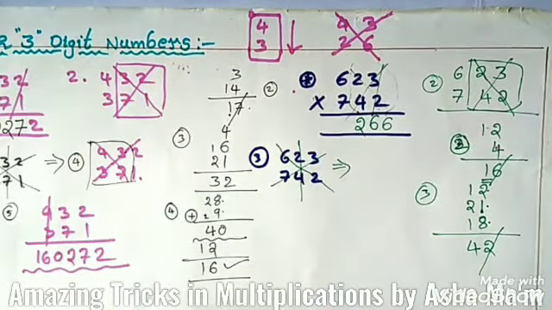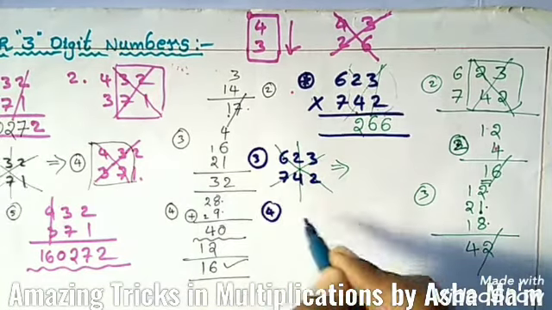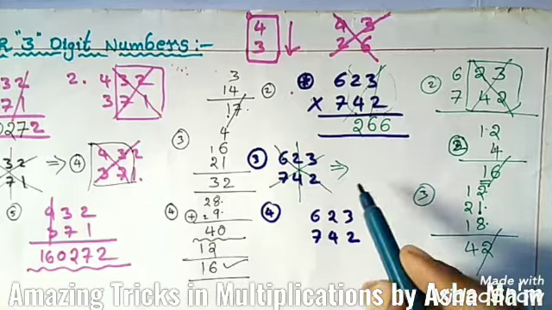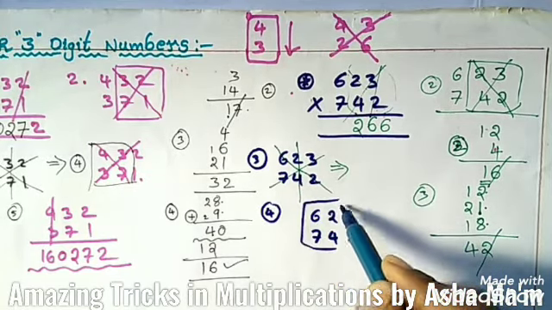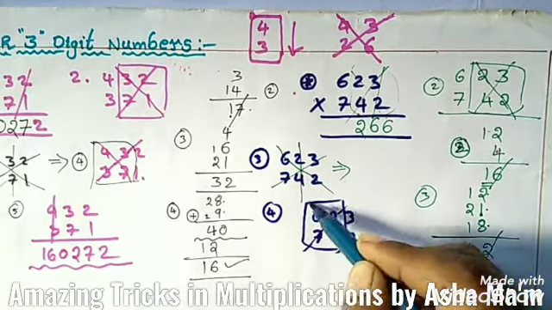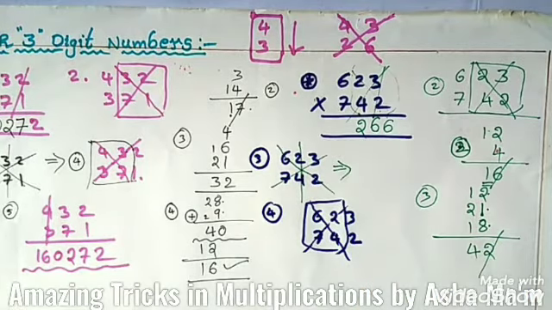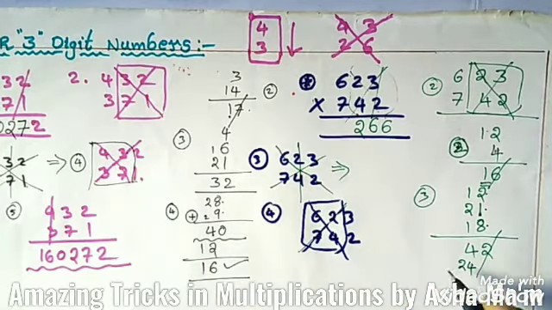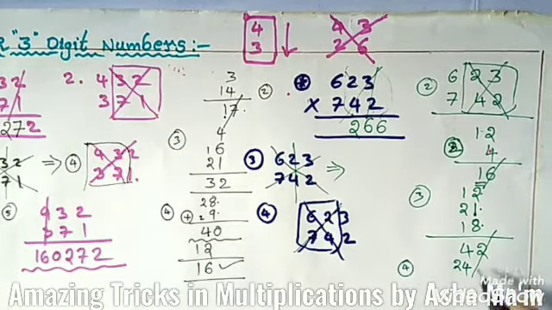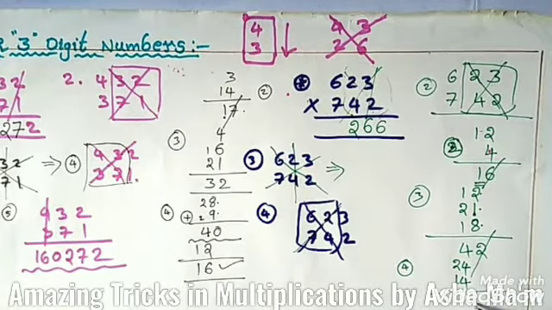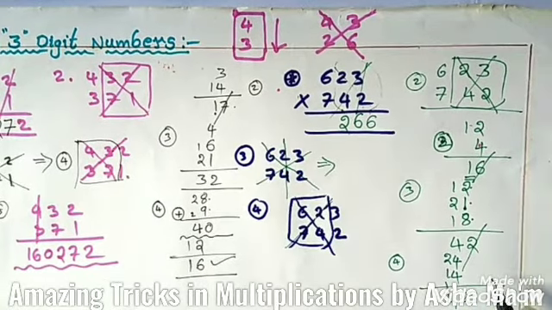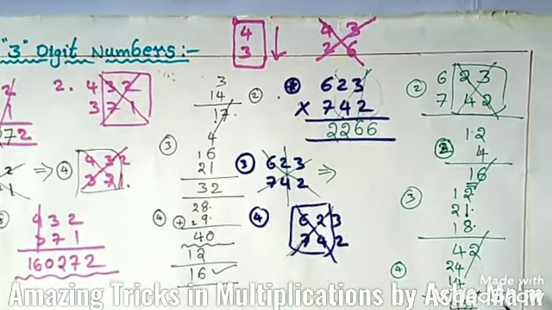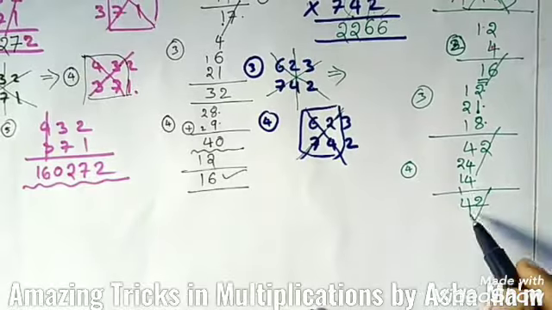Now in step 4, again 623 742. In step 4, you just have to take these two numbers and do the cross multiplication. Now 6 4s are 24, and 7 2s are 14, so 24 plus 14 is 38 plus 4 carried is 42. So these 2 you have to write here, 4 should be carried forward.